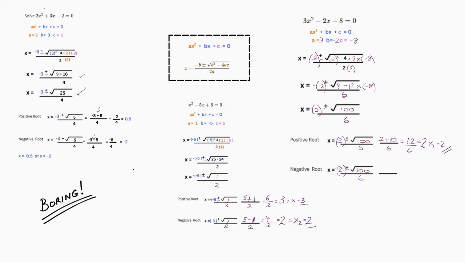Next, same again, but it's a -2 again, so it becomes a plus. So it's going to be 2 minus 10 over 6, which gives us 8 over 6, simplified to 4 over 3. So our x2 is 4 over 3.